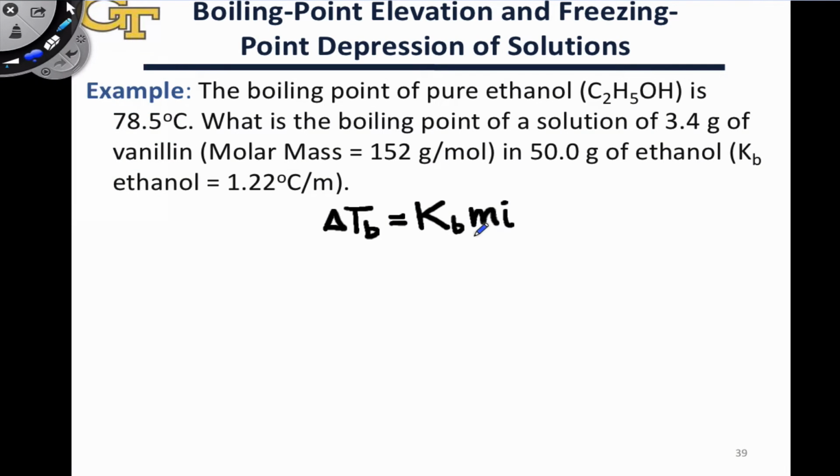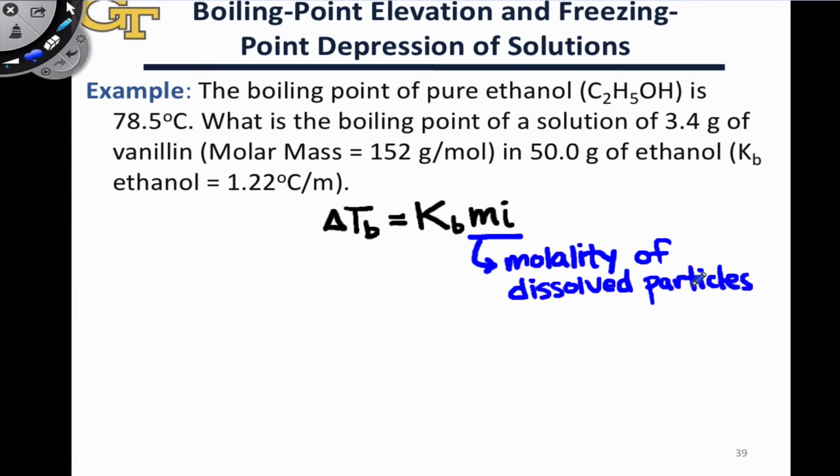Now, I want to draw your attention to m times i, the molality of the solute times the Van't Hoff factor. Since the molality of the solute doesn't account for dissociation, but i does, when we multiply the two together, what we end up with is the molality of dissolved particles in the solution. This is the total molality of all separated dissolved particles in the solution, and this is really what drives delta Tb. So you'll want to think carefully about i in general in problems involving boiling point elevation, freezing point depression, and other colligative properties.